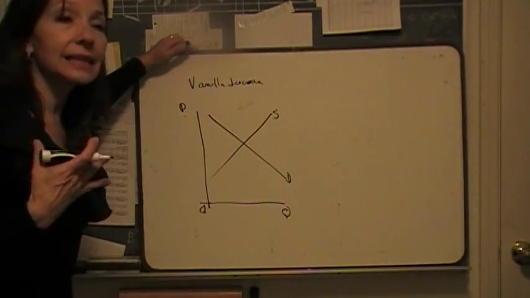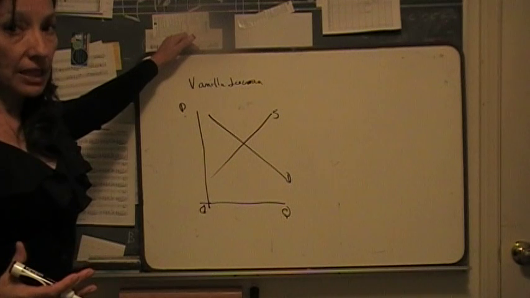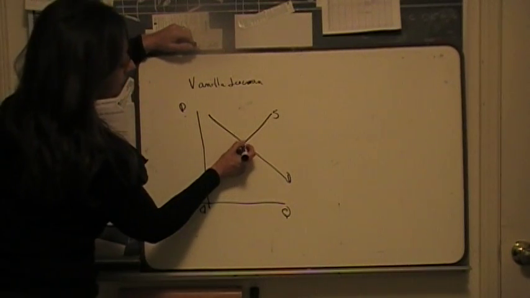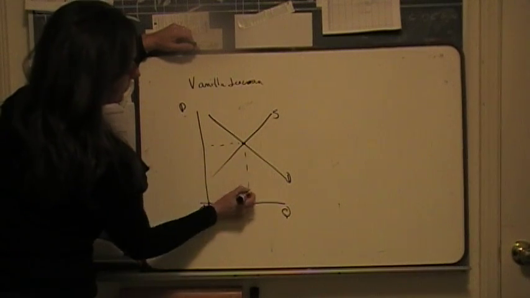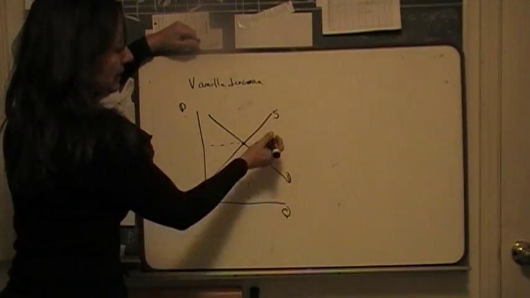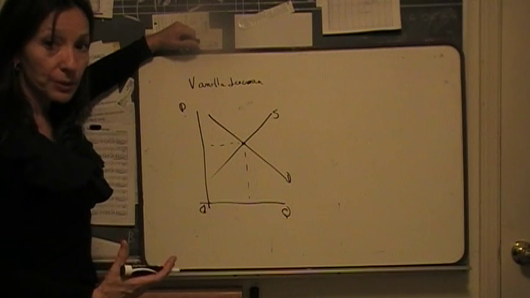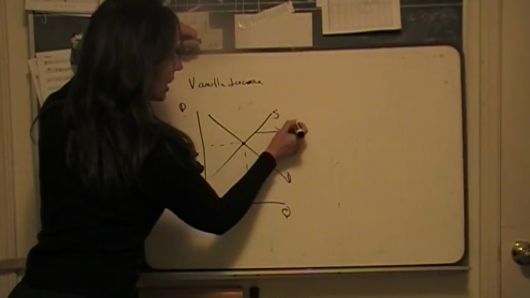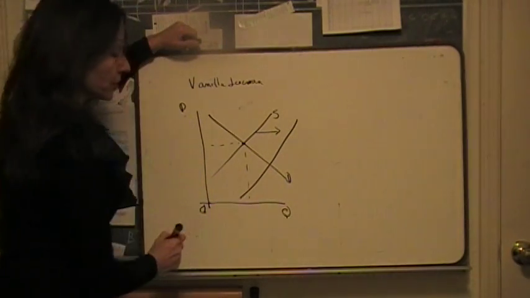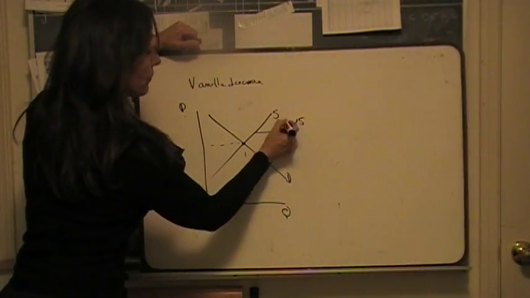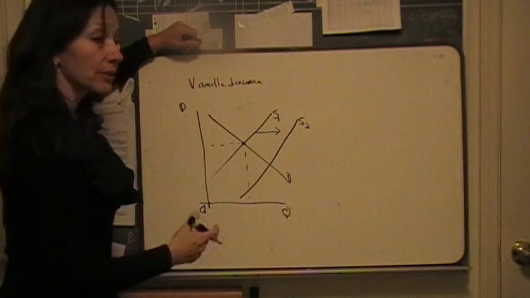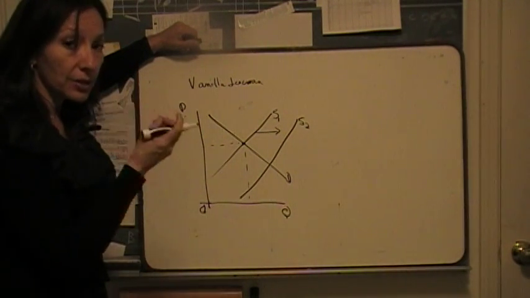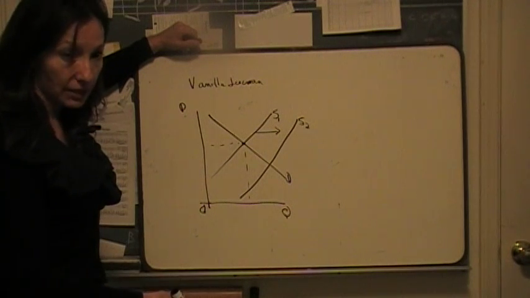Okay, so they tell us that there's a new synthetic vanilla that has entered into the market. Okay, so what that means is that now the cost of producing vanilla ice cream has gone down. So now suppliers can supply more ice cream. Okay, so we move from S1 to S2. There's a shift in the supply curve because we have a new synthetic vanilla.